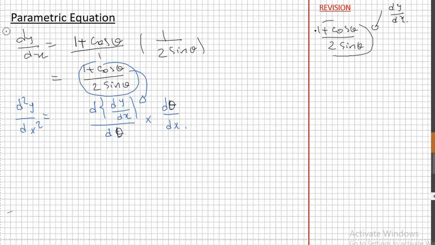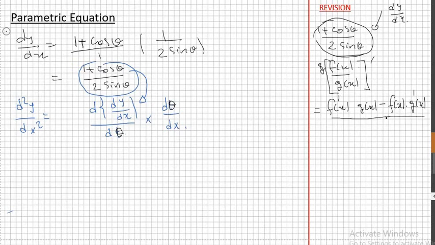So now how can I derive this function with respect to theta? I just need to apply the division rule of derivative. So if you have two functions, a function f of x and a function g of x, what's going to be the derivative of f of x divided by g of x? You first derive f of x, then multiply by g of x, and you say minus f of x multiplied by the derivative of g of x. And then at the bottom you need to square g of x.